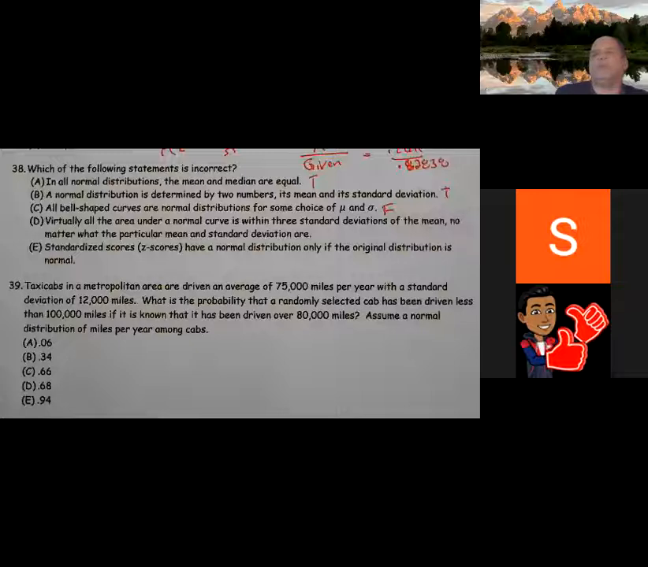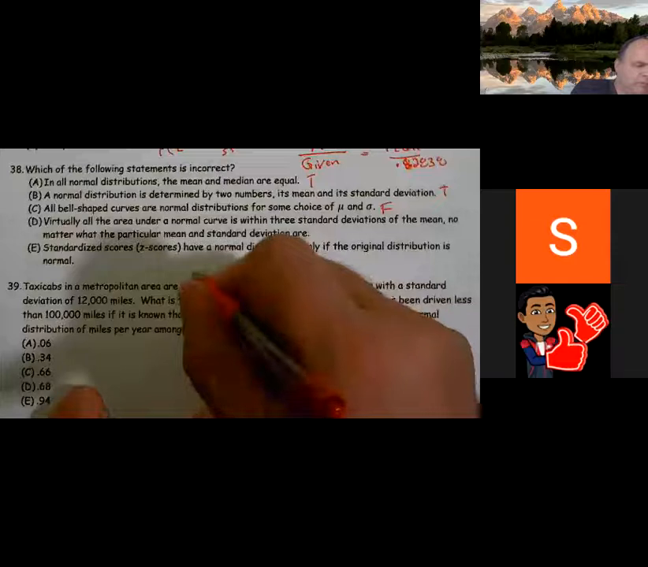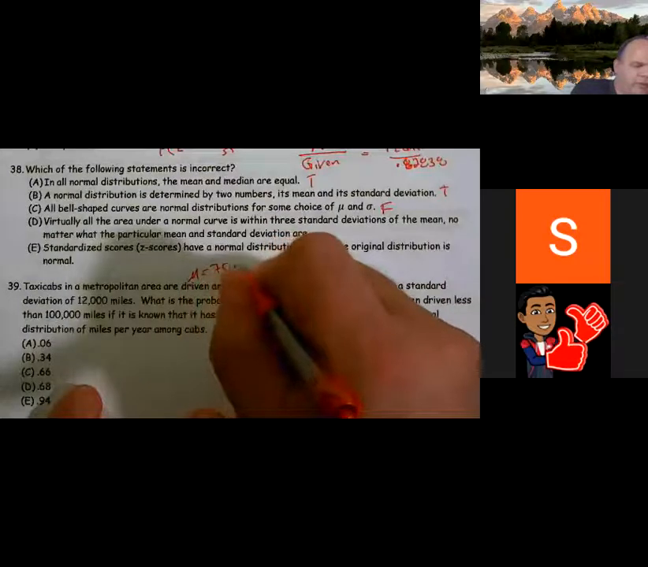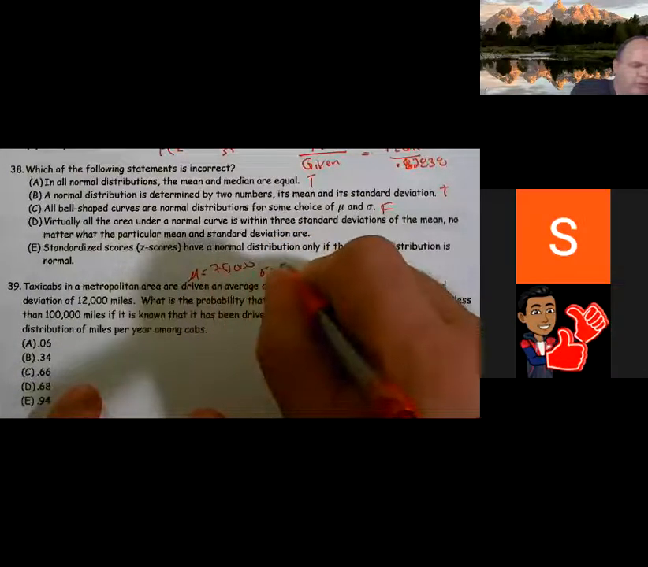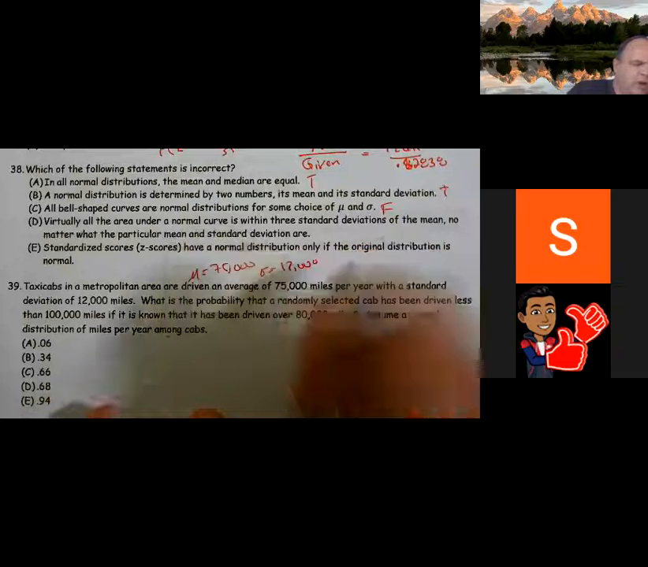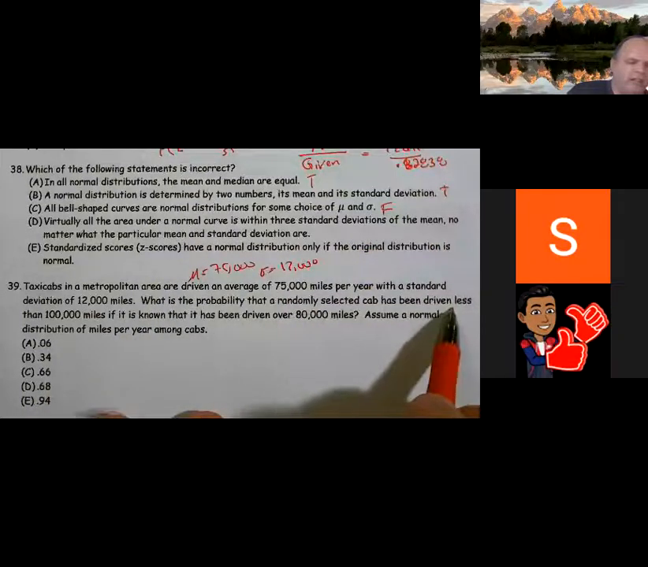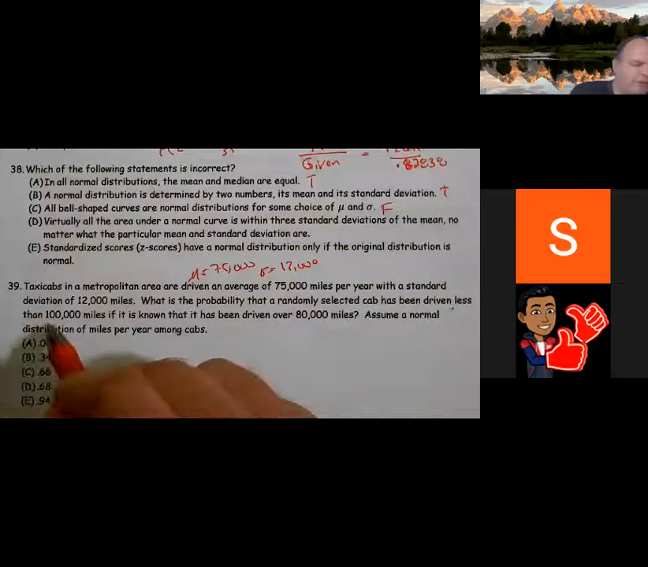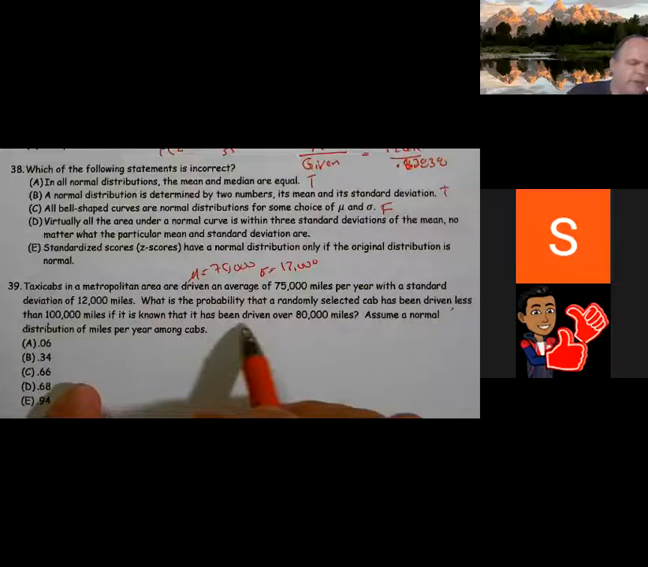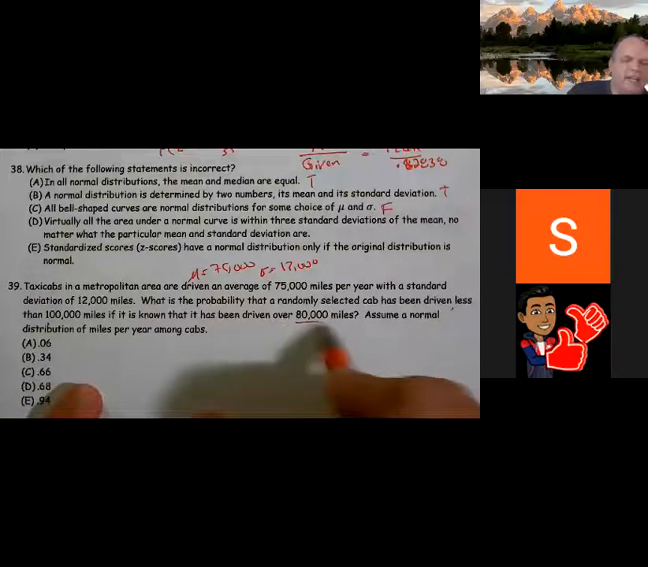Resuming recording, this is problem number 39. Taxi cabs in a metro area are driven an average of 75,000 miles per year with a standard deviation of 12,000 miles. So we have a mean of 75,000, standard deviation of 12,000. What is the probability a randomly selected cab has been driven less than 100,000 if it is known that it has been driven over 80?